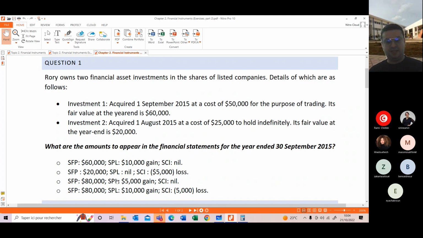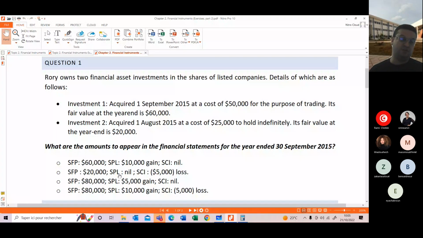All right, which of the following statements is talking about a 10,000 gain on the statement of profit and loss? You have two options. Yes, the first and the last option. The first or the last. So we eliminate from the beginning B and C.